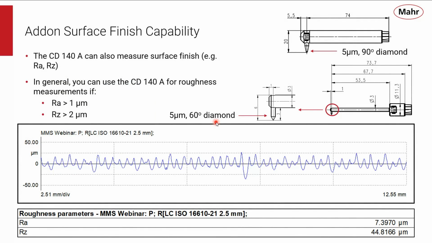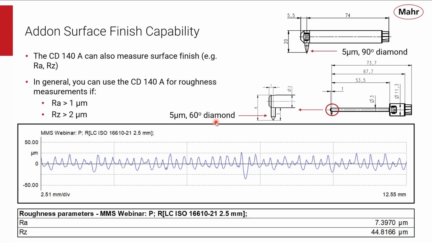So the CD140A can also measure surface finish, for example, RA and RZ. In general, you can measure roughness if your RA is greater than 1 micron and your RZ is greater than 2 microns. This is an additional software license for roughness capability.